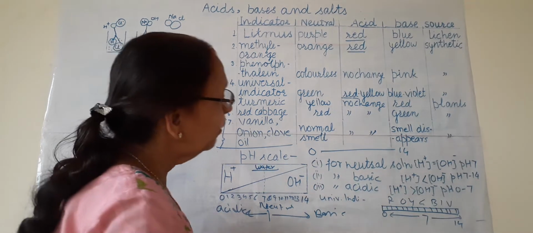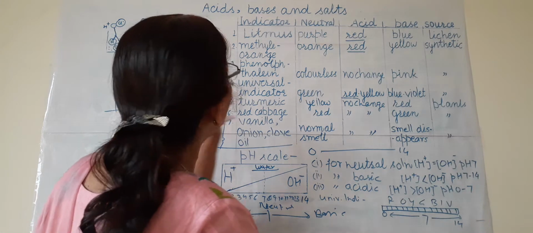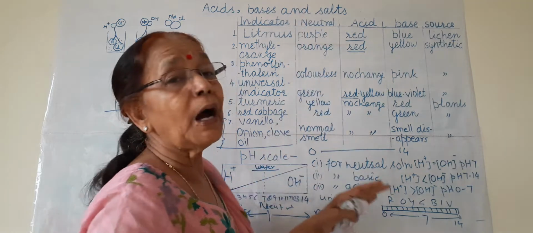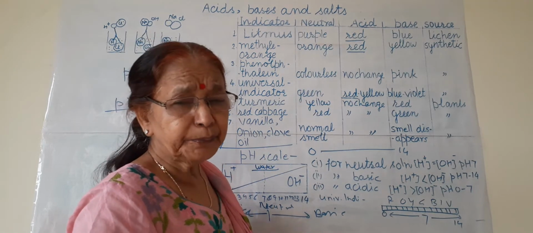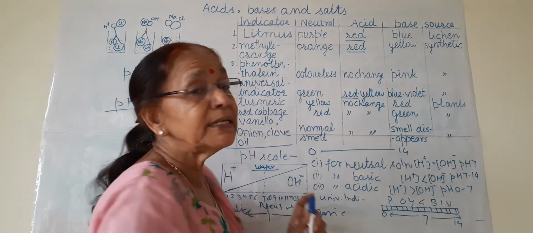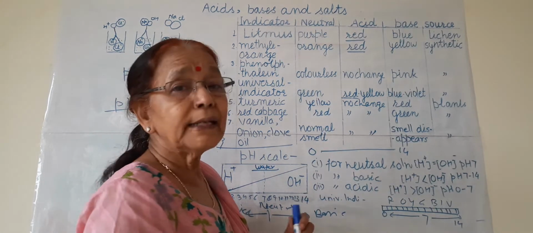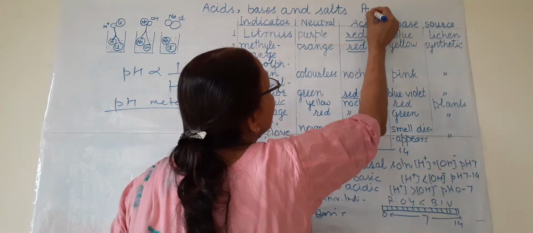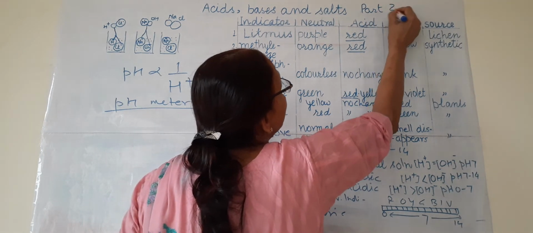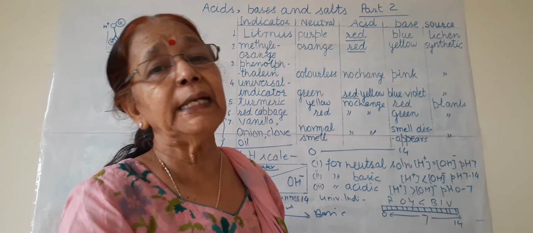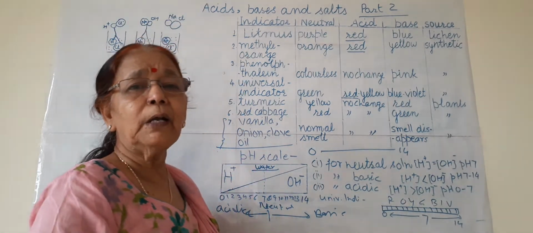So this is about pH. In brief, we know what acids, bases and salts are and how they can be distinguished from one another with the help of these indicators. This is part 1, and in the next video we will take acids, bases and salts one by one in detail. This is all. Thank you.